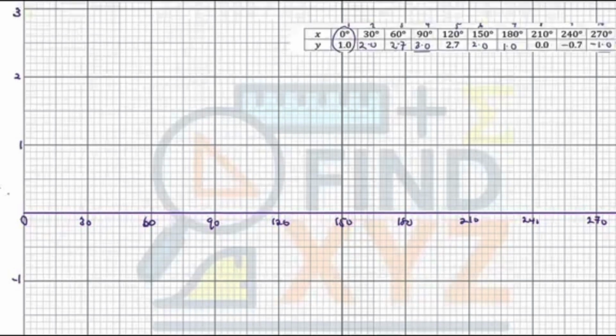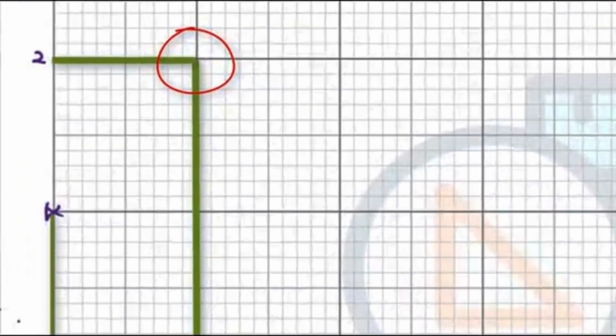Now, let's plot the values. We are going to plot these coordinates. So we'll pick pairs of coordinates. 0 and 1: we look at 0 on the x-axis and then 1. So that is the point. Then 30 degrees and 2.0. So 30 and 2.